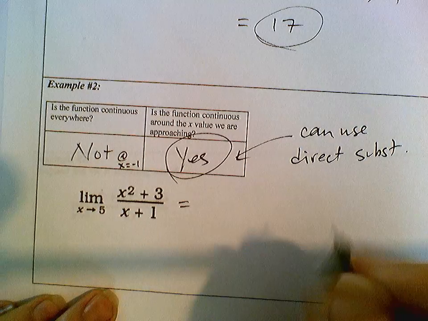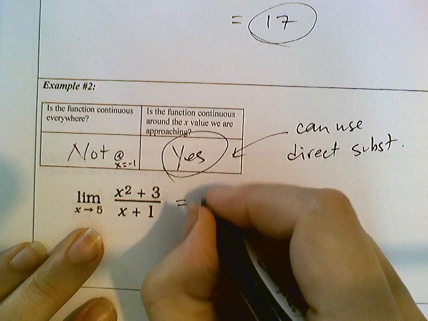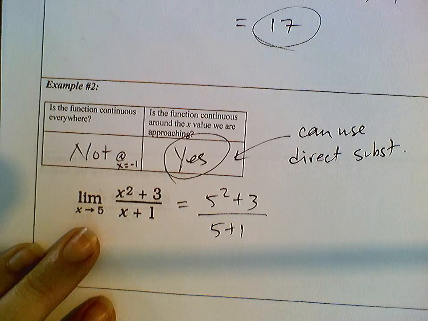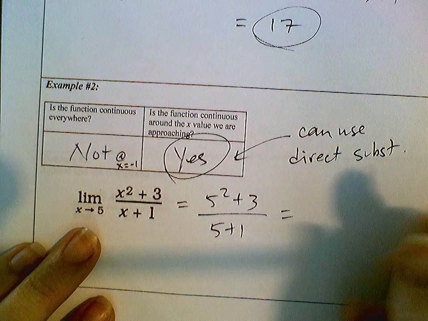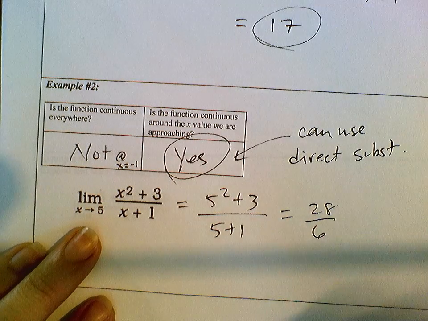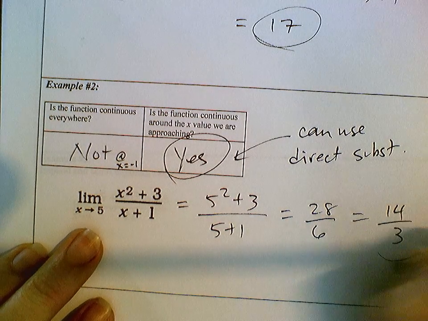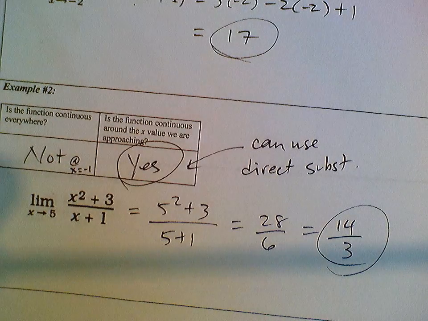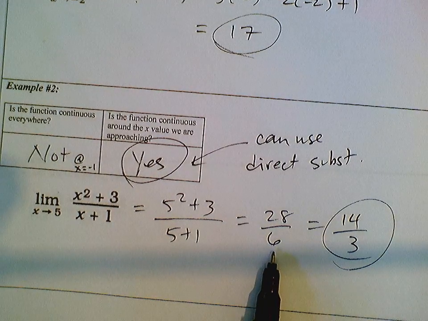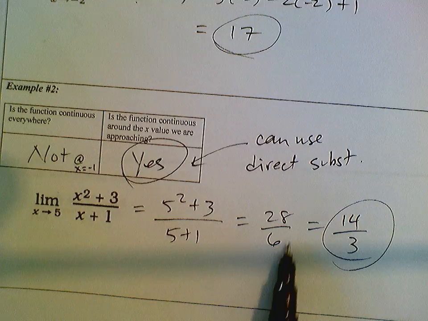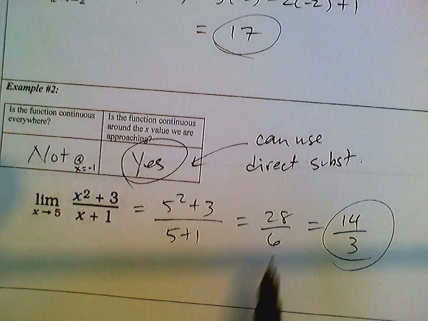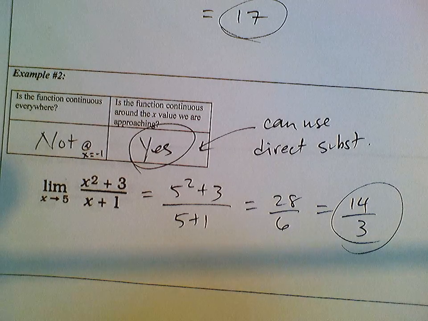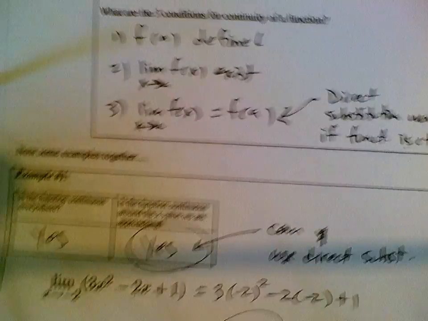All right? So this is because it's continuous at x equals 5, equals 5 squared plus 3 over 5 plus 1. Direct substitution. And then that's equal to 28 over 6 equals 14 over 3. And I did say to you in class once that you don't have to simplify. It's true. You don't. If you stopped at 28 over 6, that'd be good. For the AP test, you would not have to simplify this. I encourage you to simplify, though, in situations like this, because in college, your professors would not like to see 28 over 6.